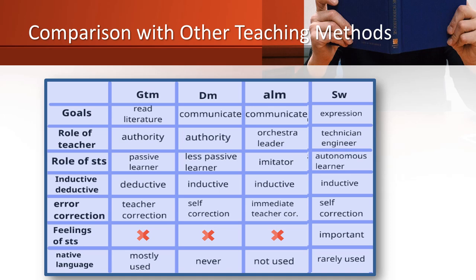Then native language use. In the grammar translation method, mostly the native language is used, because we are teaching the second language bilingually, so the native language is mostly used for giving instructions. In the direct method, never, we emphasize just the target or second language. In audio lingual, the same as the direct method, we don't use the native language. And in the silent way, obviously, as the name suggests, we use it rarely, very rarely. So that was the comparison among all the different teaching methods and some information about the silent way. Thank you.